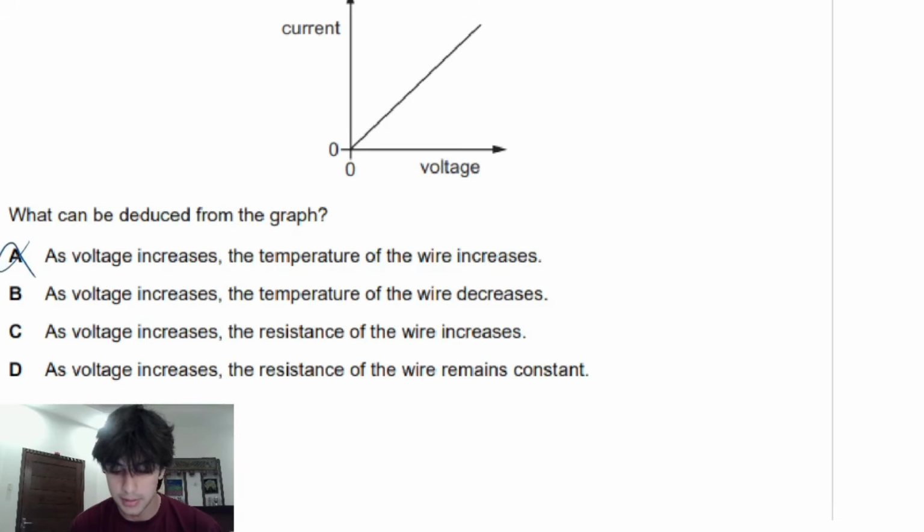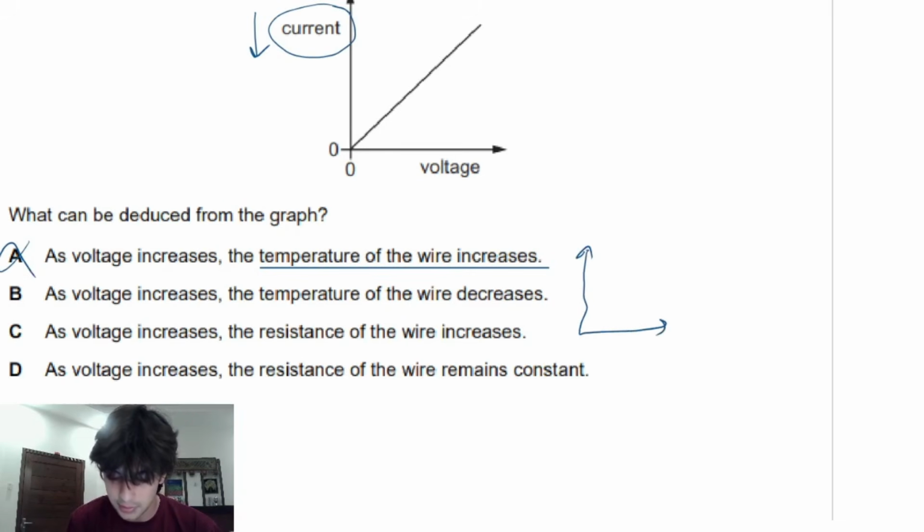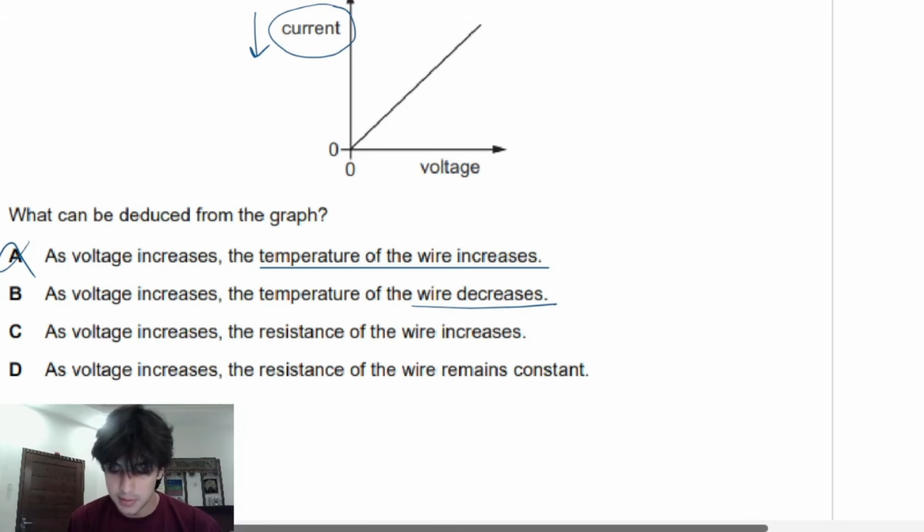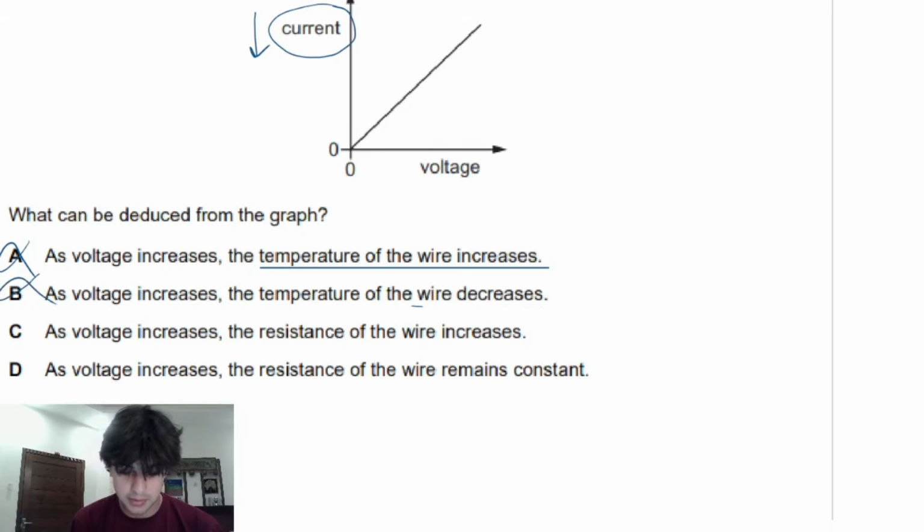This is not true क्योंकि अगर temperature बढ़ रहा होता तो फिर current की value कम हो जाती, which would lead to a graph that looks essentially like this. एक voltage है, current है, it's going to look like the one that we did before. It's going to be sloping downwards, so it's not A. As voltage increases, the temperature of the wire decreases. Again, इधर कोई correlation नहीं है because that would change the current.